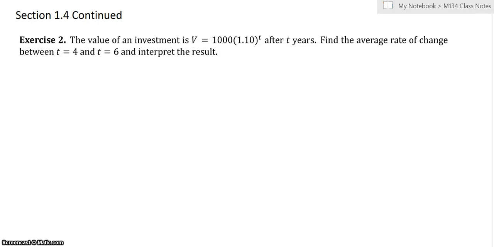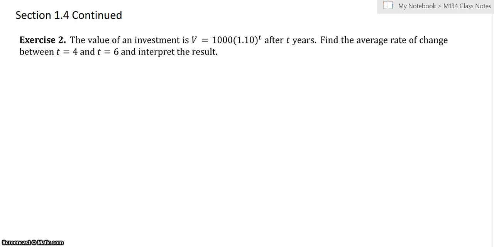Hello again. In this video, we're going to look at the last two exercises to be completed in section 1.4 on page 24 of your class notes notebook. So let's start with exercise 2.